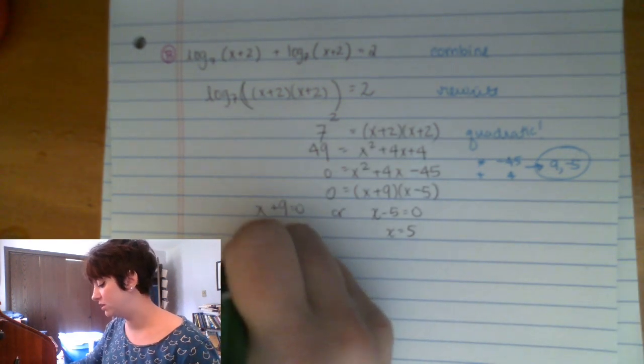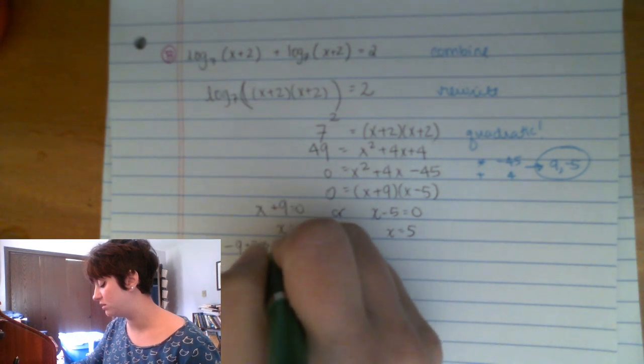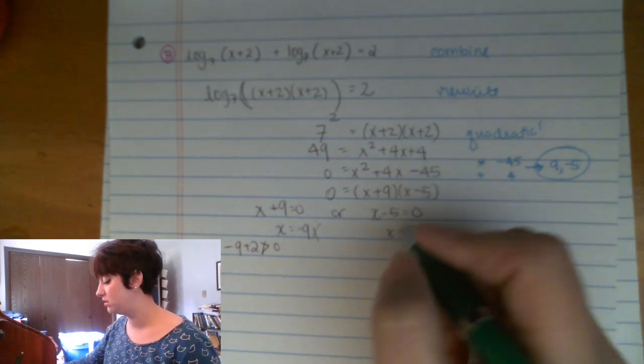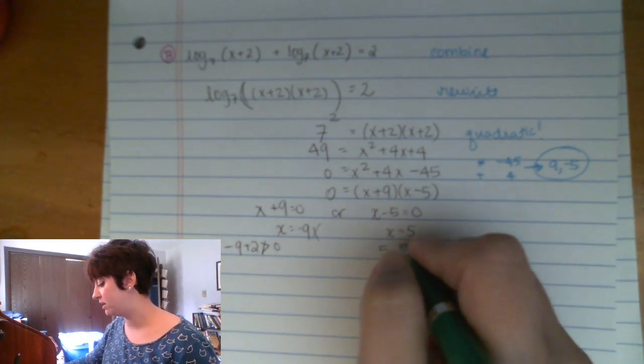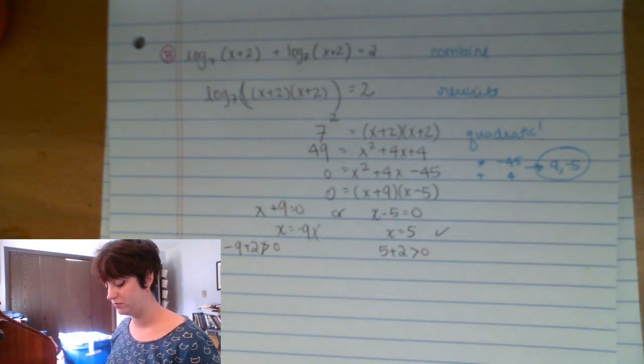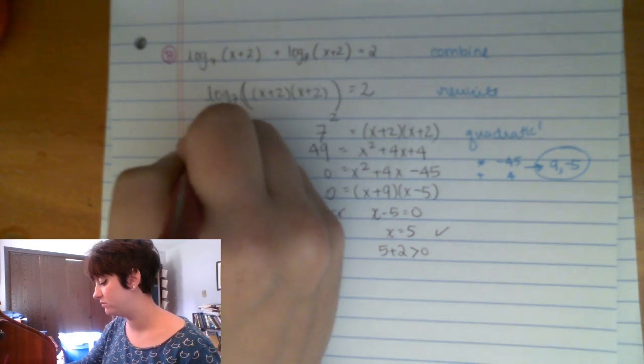So for the first one, -9 plus 2 is not greater than 0, so I can't use -9. The other one, 5 plus 2 is bigger than 0, so I can use 5. All right, so the solution is 5.